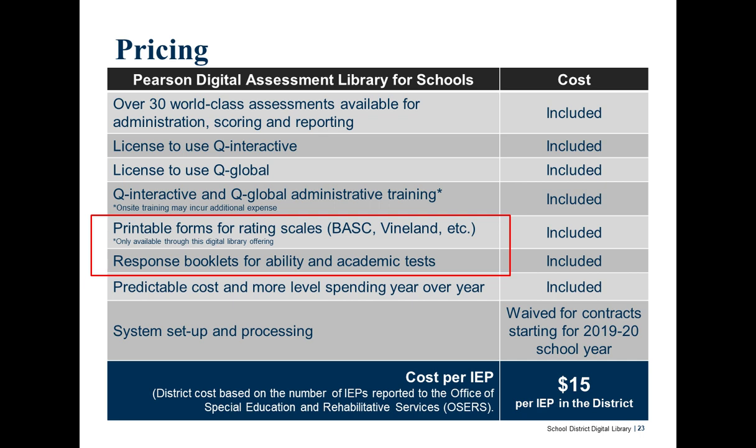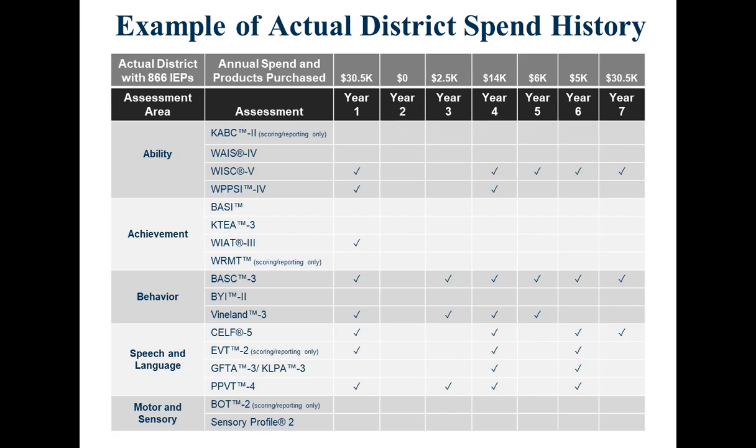You'd only need to submit one purchase order per year, which obviously helps facilitate that procurement process. You'd have a more predictable and more level spending from year to year. And the only variable that changes is the number of IEPs in your district as reported to the Office of Special Ed and Rehab Services. We also send you unlimited response booklets free of charge. That includes free shipping and handling. And then the total cost for the digital assessment library for schools is $15 per IEP.